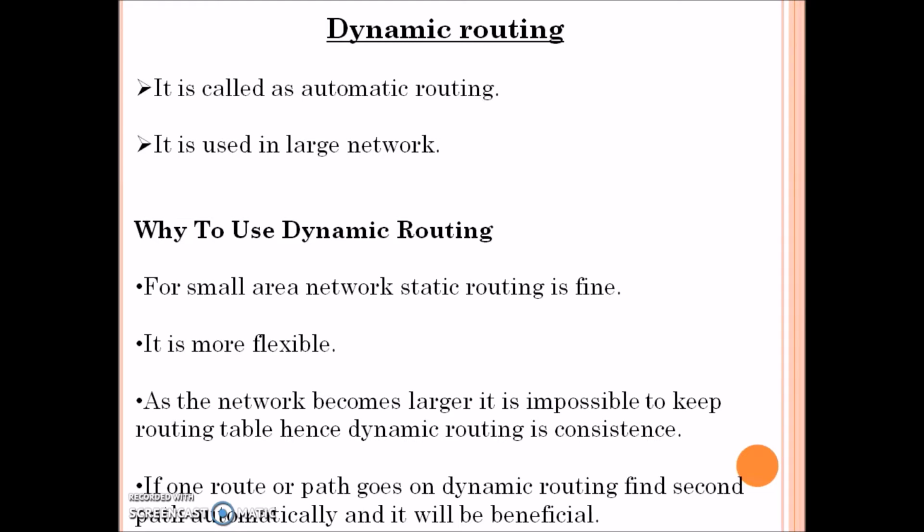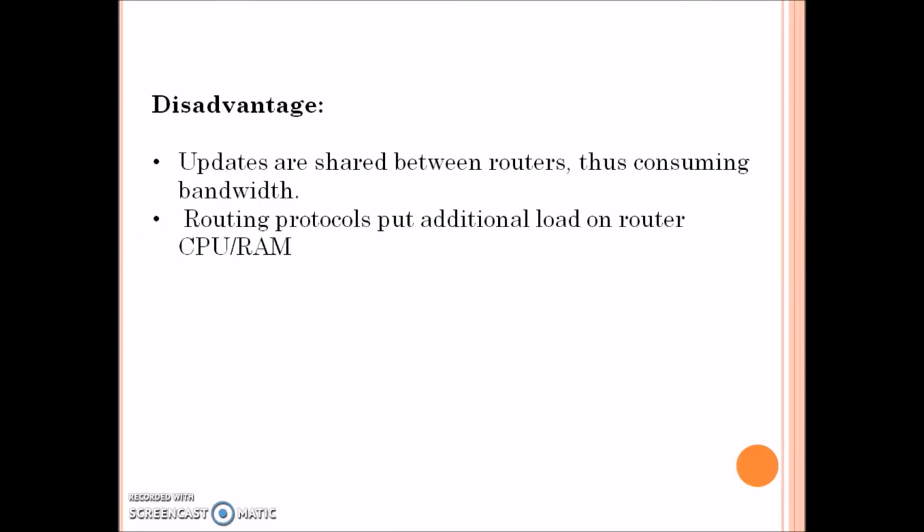It is more flexible. As the network becomes larger, it is impossible to keep a routing table manually, hence dynamic routing is consistent. If one route or path goes down, dynamic routing finds the second path automatically and it is beneficial. Due to this benefit, dynamic routing is more useful than static routing over a large area network. These are some disadvantages of dynamic routing. Updates are shared between routers, thus consuming bandwidth. Second, routing protocols put additional load on the router, CPU and RAM.